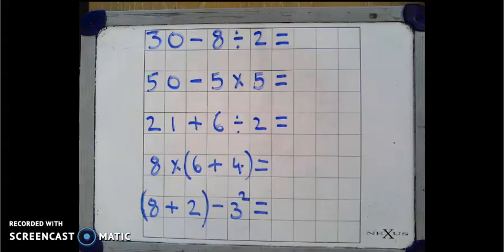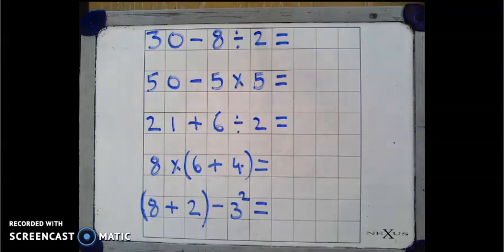Here are 5 calculations for you to have a go at for practice. 30 subtract 8 divided by 2, 50 subtract 5 multiplied by 5, 21 plus 6 divided by 2, 8 multiplied by 6 plus 4 in brackets, 8 plus 2 in brackets, subtract 3 squared. Pause the video now, have a go at solving them, and then unpause to check your answers.